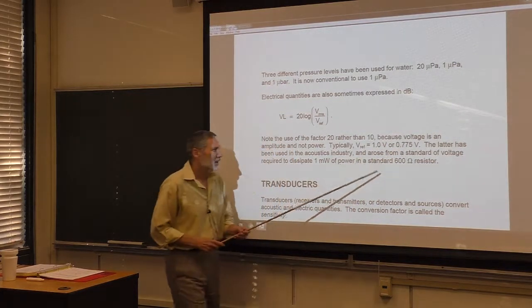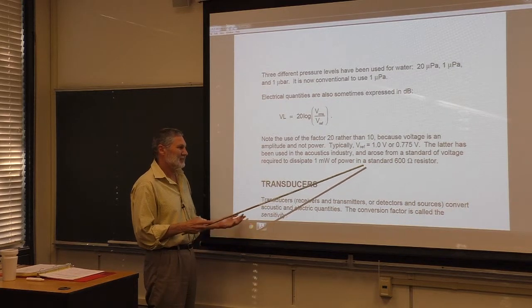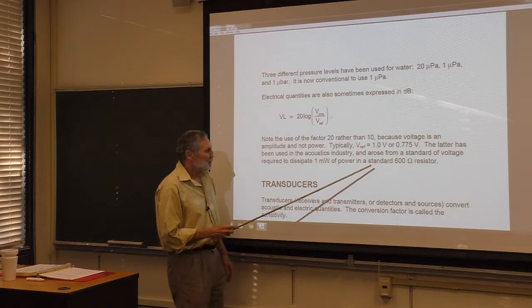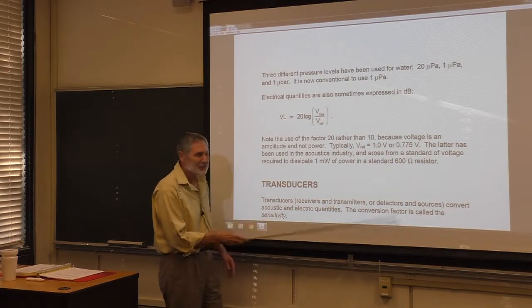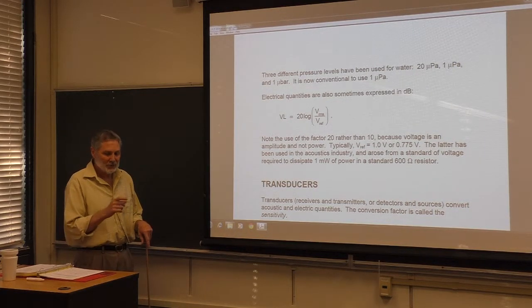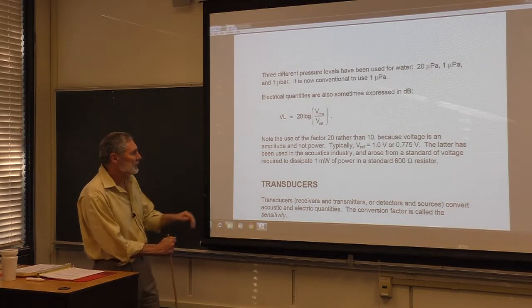You might wonder, how did they come up with this? Well, it has to do with a standard. I don't know the history behind this, and I don't want to know the history, but a long time ago there must have been these standard 600 ohm resistors. Because if you're doing precise work, you want to make sure you know what a voltage is. So how do you know what a volt is, or how do you know what a milliwatt is?